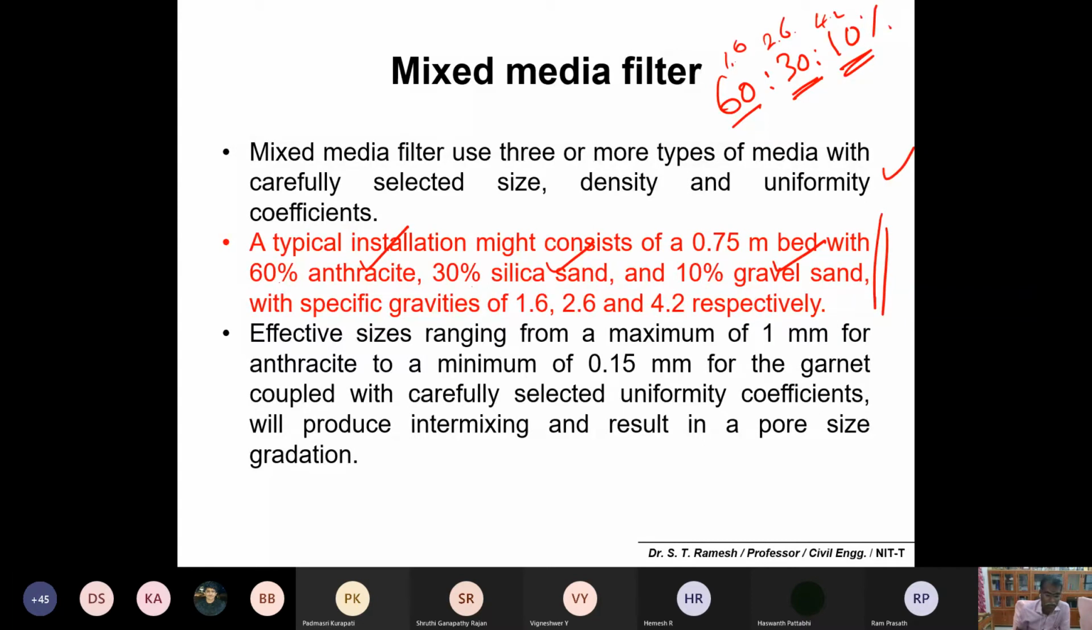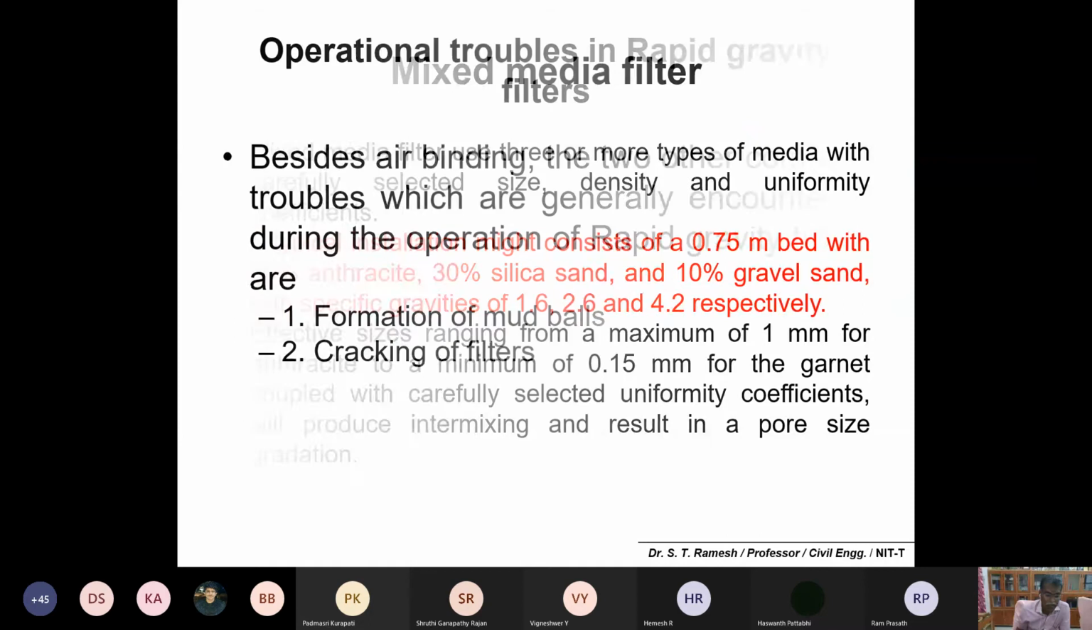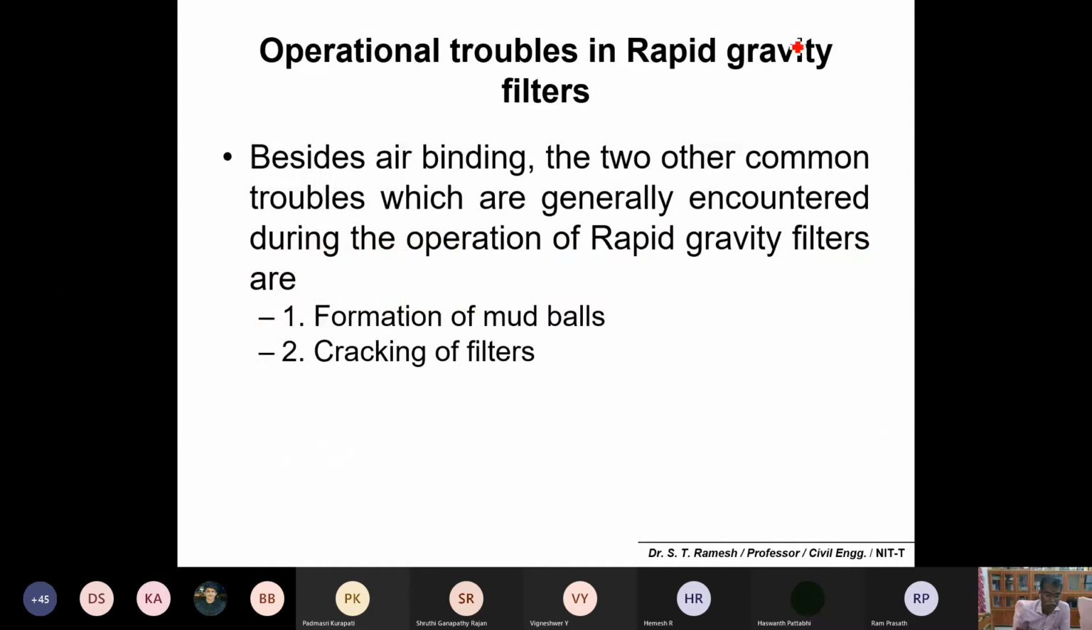Okay. So the last part is about some problems in operation of your filters, the operational troubles. Number one is formation of mud balls. Another one is cracking. It's very common.